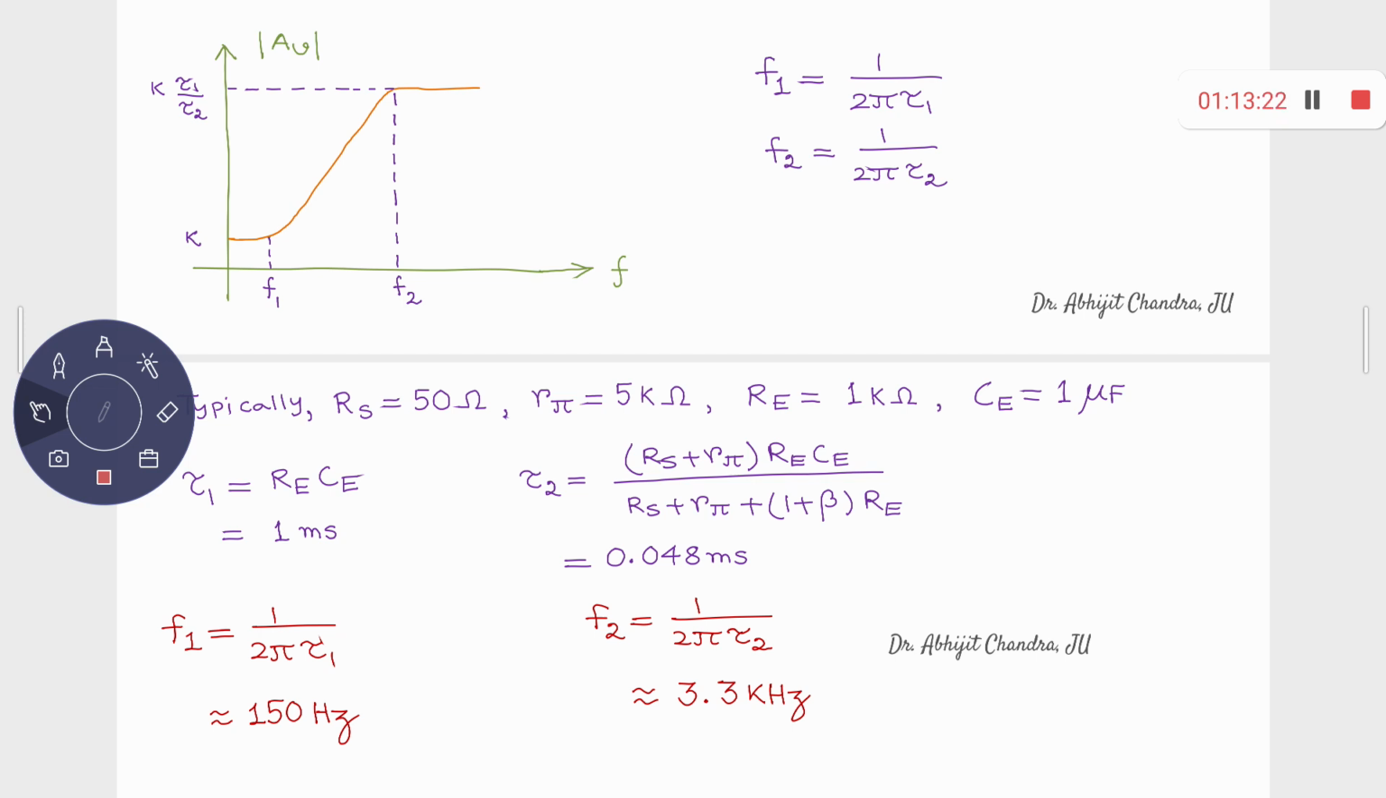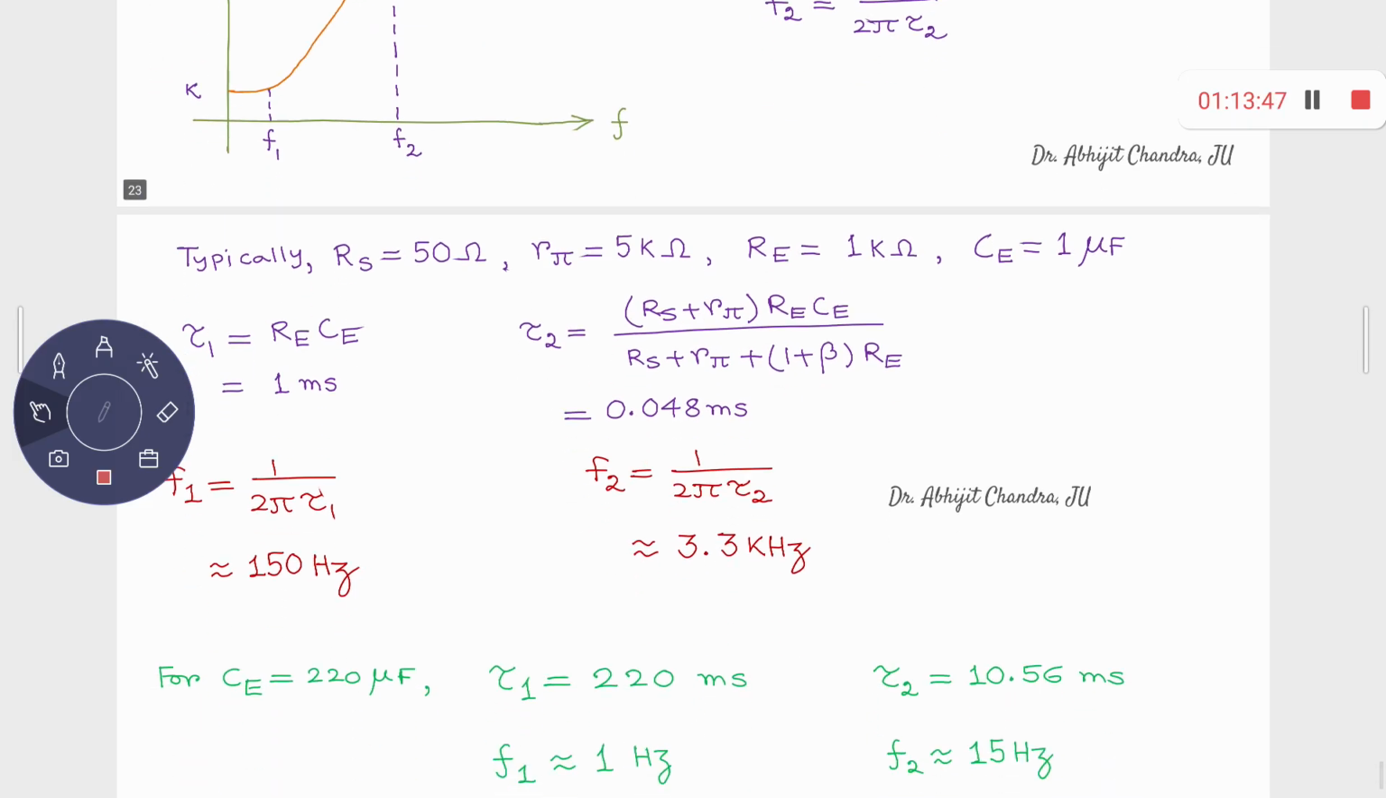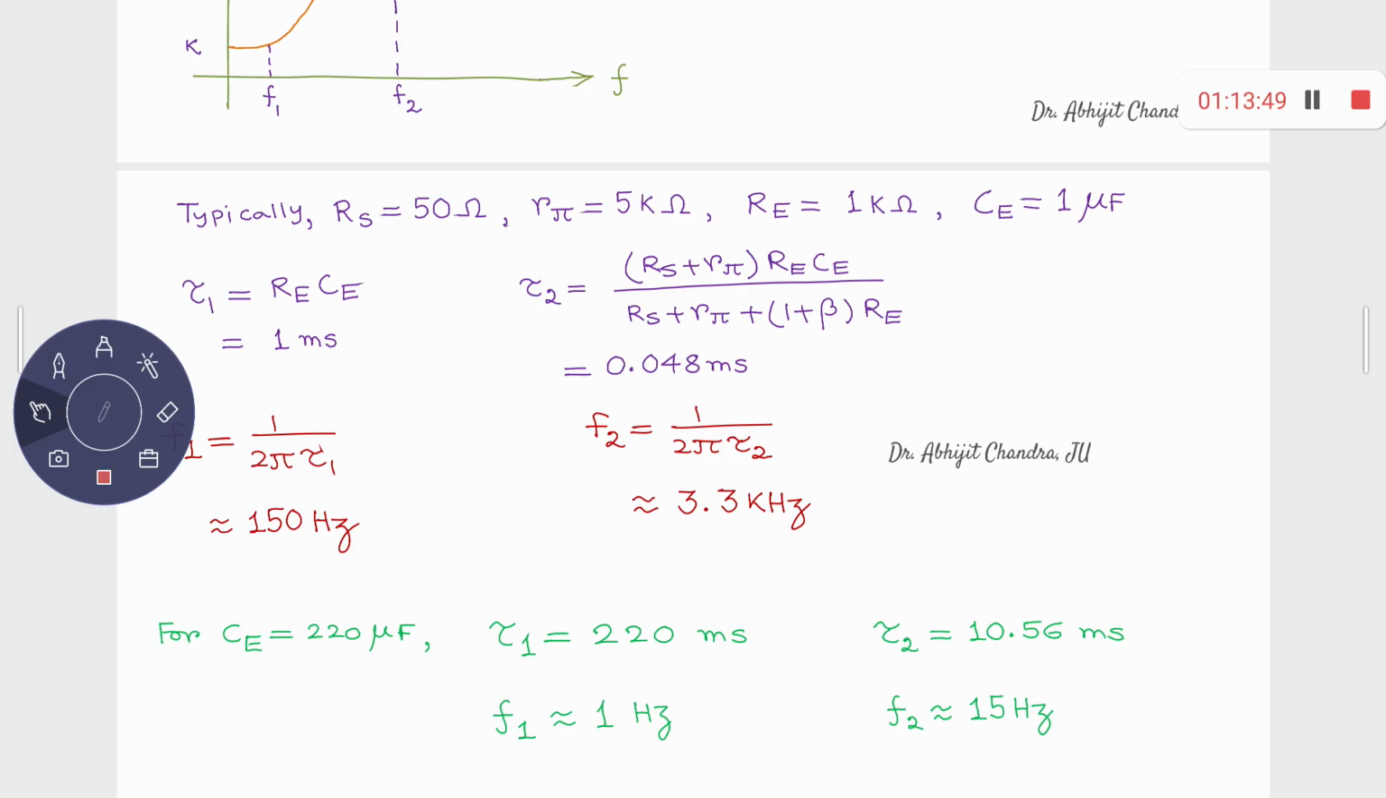So only one option is left. Initially I started with 1 microfarad, the same as the coupling capacitor. I have to reduce F1, so I have to increase tau. So don't take it 1 micro, rather take it some hundreds of micro. Let's take 220 microfarad. With 220 microfarad, you find that F1 is coming to 1 hertz only.